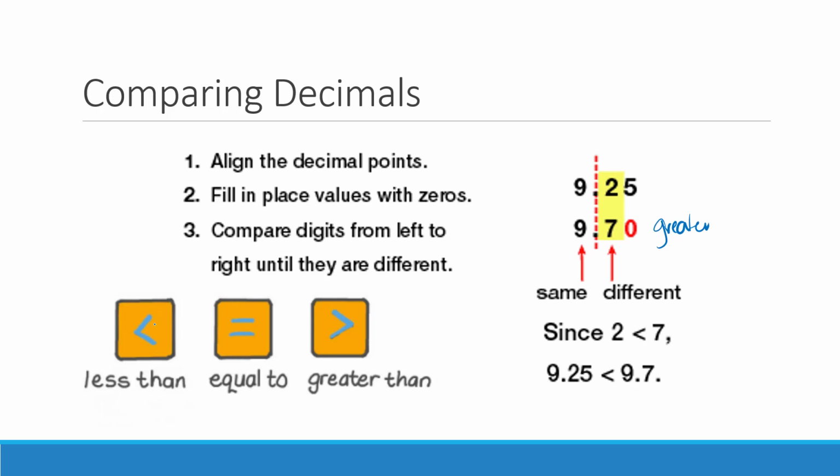Now, when you're using your symbols here, this is your less than symbol, this is your equal symbol, this is your greater than symbol. You've probably heard the saying that the alligator eats the bigger number. So when I have 9.25 and 9.7 and I establish that this is the greater number, my symbol... I know this is silly, but it works. The alligator eats the bigger number. So whatever is bigger, that's going to be the open side of your symbol. So you don't really have to memorize which one is less than or greater than. As long as you remember that it eats the larger number, then you've got it right.